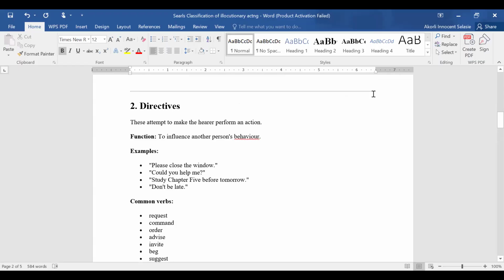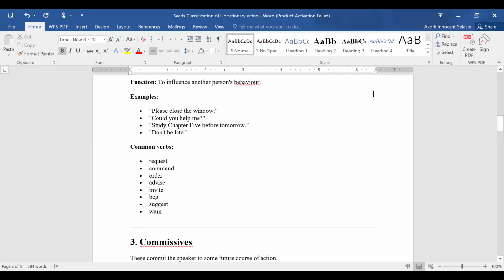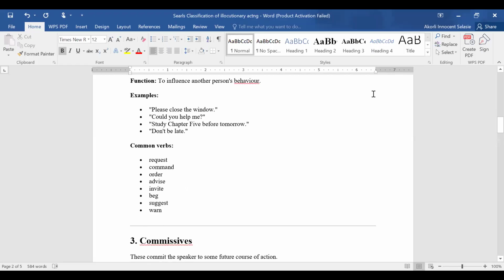Directives. This attempts to make the hearer perform an action. Function: to influence another person's behavior. Examples: Please close the window. Could you help me? Study chapter 5 before tomorrow. And the last one, don't be late. Common verbs: request, command, order, advise, invite, beg, suggest, or warn.